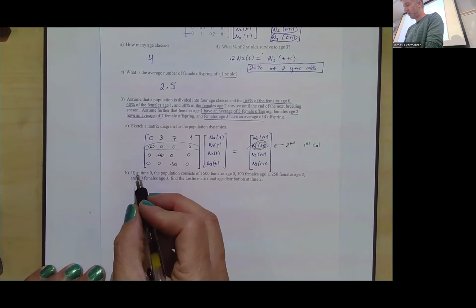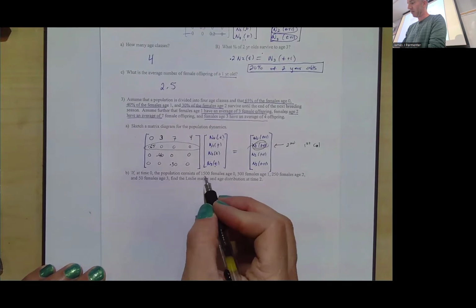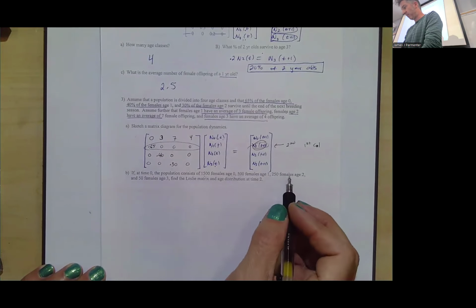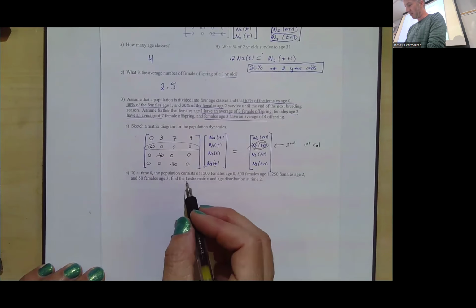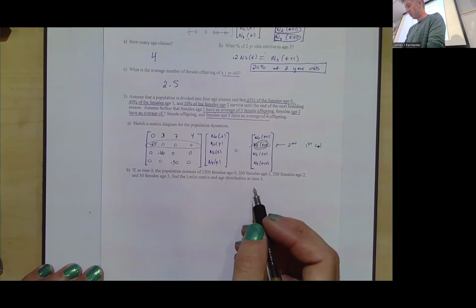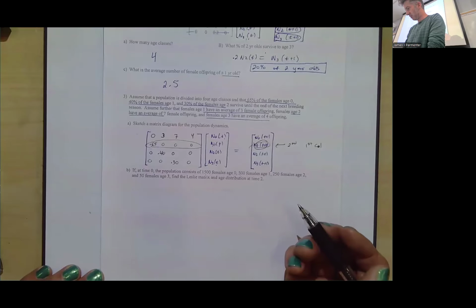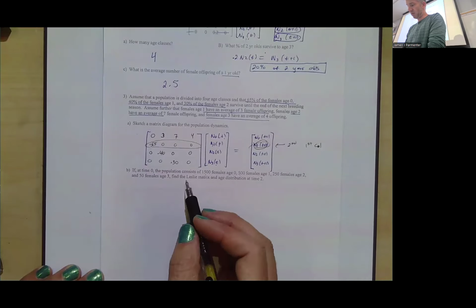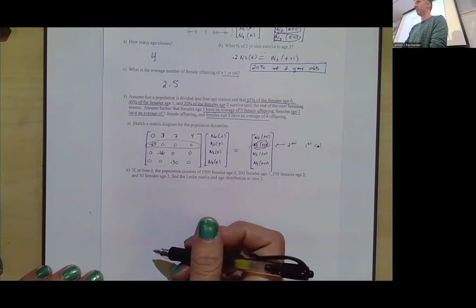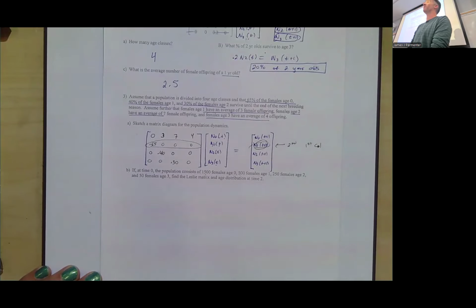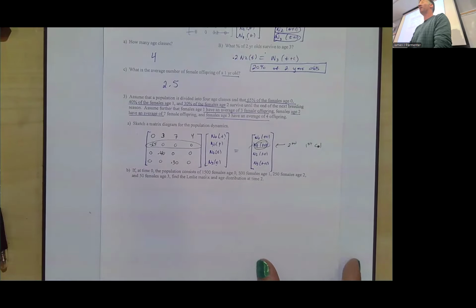If at time 0, okay, I feel like this question is not super. Oh wait, let's read it just to be sure. If at time 0 the population consists of 1,500 females age 0, 500 age 1, 250 age 2, and 50 age 3, find the Leslie matrix and age distribution at time 2. We already found the Leslie matrix, so we would just multiply by that twice. I don't think we need to do that. I don't want to do that is what I'm really saying. I want us to move on to the next thing.